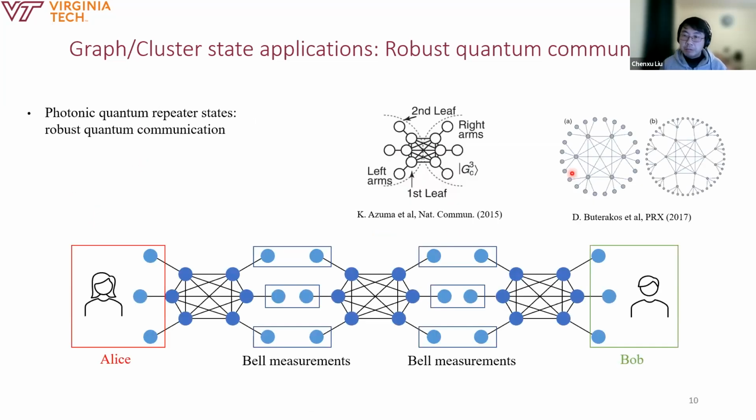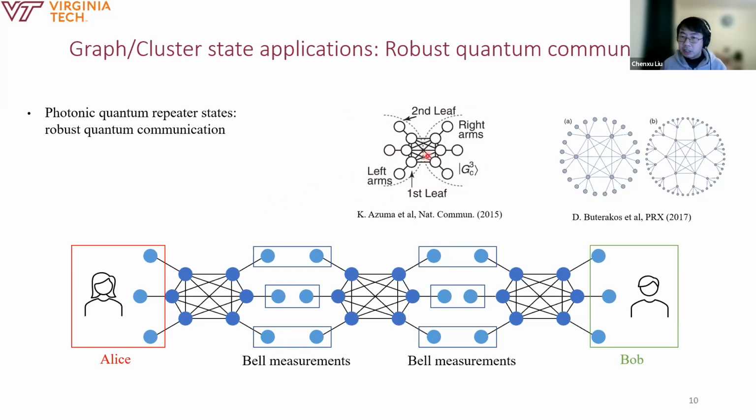So in 2015, the authors of this Nature Communications paper showed that if we use these photonic graph states, which are called the all-photonic quantum repeater states, these states can be used as quantum repeaters in this quantum communication task.